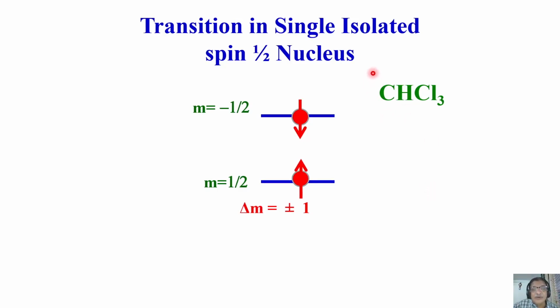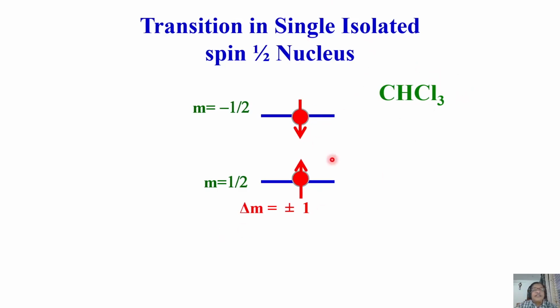We will assume the molecule has 99% carbon 12 attached to CHCl3, carbon 12 HCl3. We will consider the 99% molecule; we will not worry about the 1%. Then it is like an isolated single spin system, because the proton doesn't couple to the carbon 12 isotopomer.